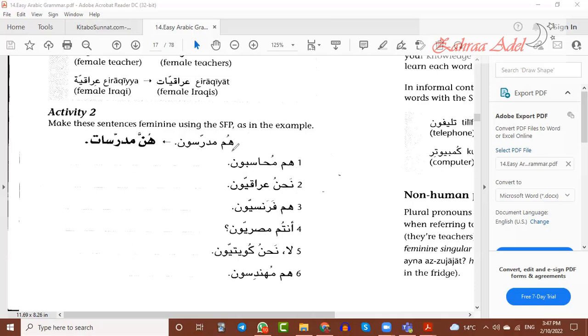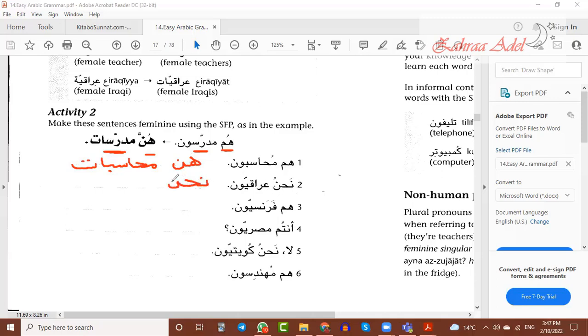So the first example here I have هم مدرسون, they are teachers. هن مدرسات, they are female teachers. The same I'll do here. هم محاسبون, they are accountants. هن محاسبات, they are female accountants. I changed هم to be هن, meaning they for the feminine form. نحن عراقيون, we are Iraqis. نحن means we for both male and female.